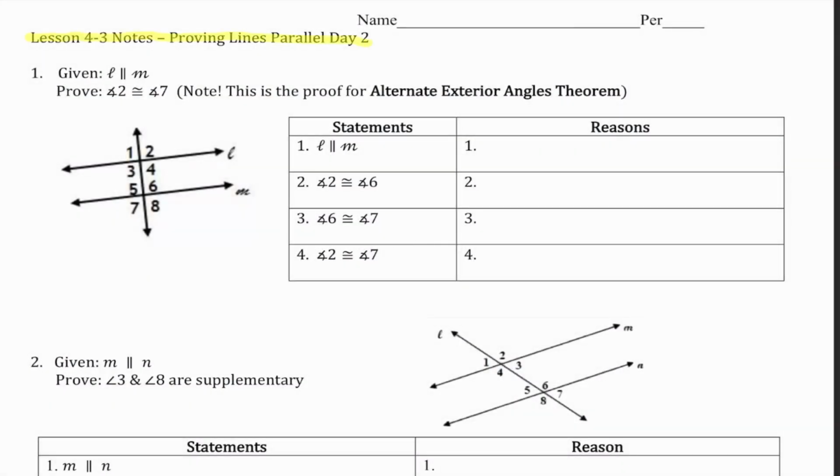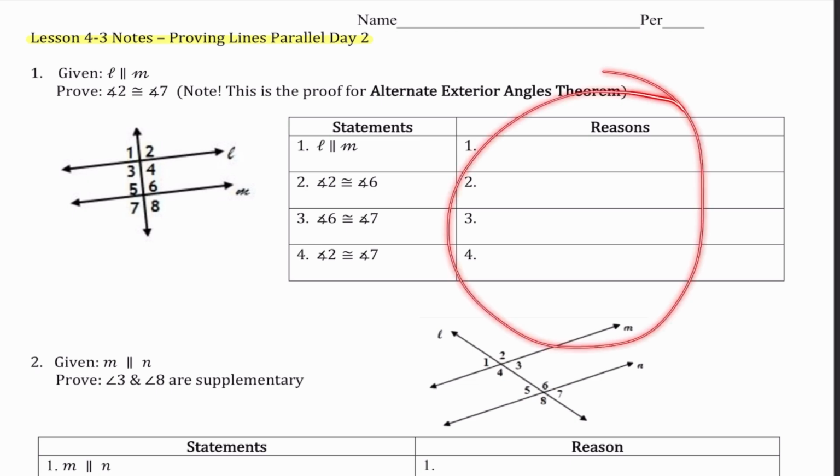Lesson 4.3 notes, proving lines parallel, day 2. Number 1, it says given L is parallel to M, prove that angle 2 is congruent to angle 7. Note, this is the proof for the alternate exterior angles theorem. The note here means we cannot use this theorem in our proof because this is exactly what we're trying to prove. In other words, the alternate exterior angles theorem cannot be used for one of our reasons.